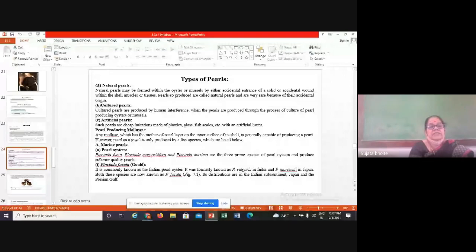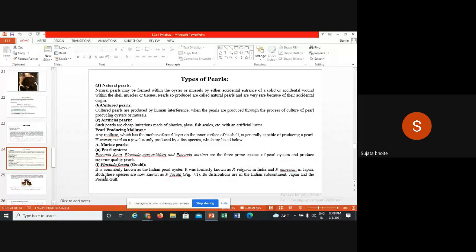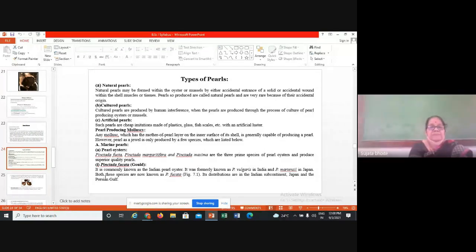The first species is Pinctada fucata. Second is Pinctada margaritifera. Third is Pinctada maxima. These are the three species of pearl oysters which produce pearls of superior quality. First is Pinctada fucata, commonly known as the Indian pearl oyster. It is known as Pinctada martensii in Japan. Both these are known as Pinctada fucata.